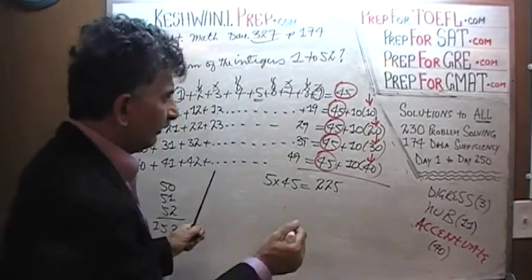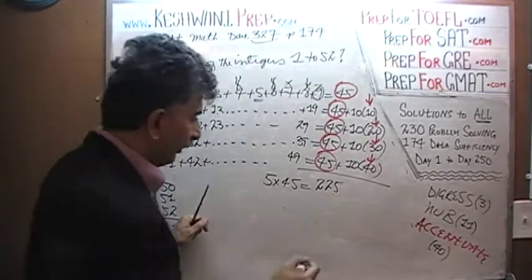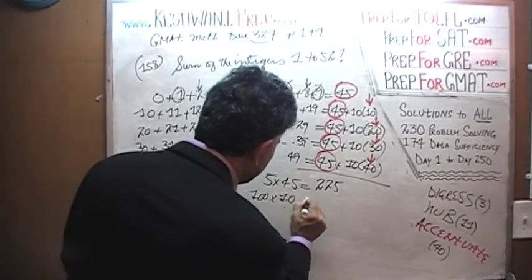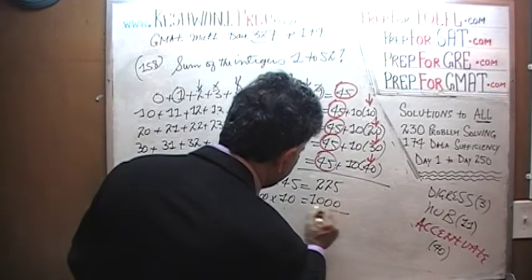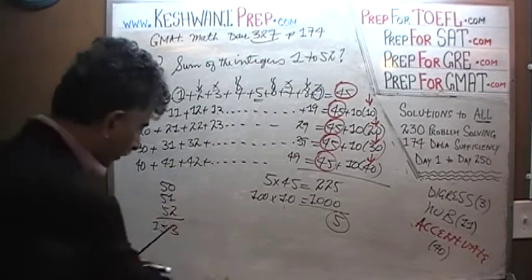So it's exactly 100. 10 plus 20 is 30, 30 plus 30 is 60, 60 plus 40 is 100. It's going to be 100 times 10, which is 1000. Stay with me in the story, okay? We are almost done.